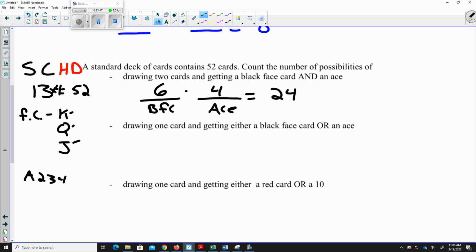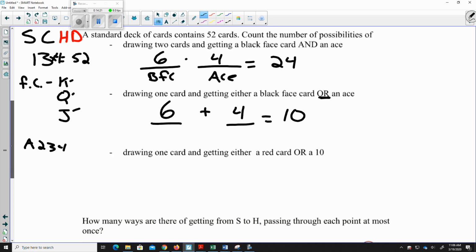Now, drawing 1 card and getting either a black face card or an ace. So that just changes it to this. So I've already written everything out, so I know it's going to be 6 black face cards, 4 aces. There's 10 different ways of doing it. Now, this next one here is we want to draw 1 card and getting either a red card or a 10. Okay, so the "or" there says we're going to add things up.